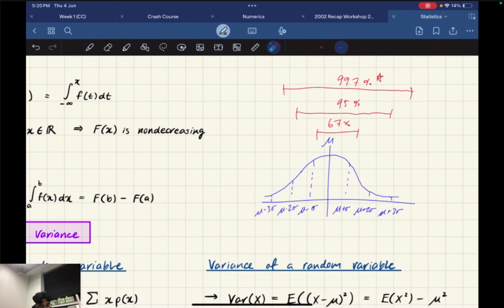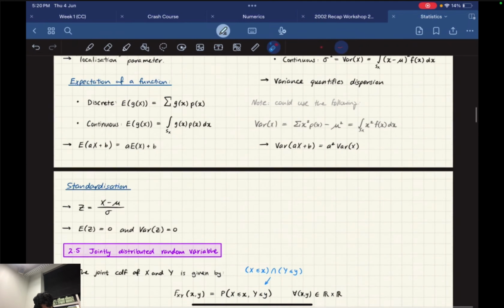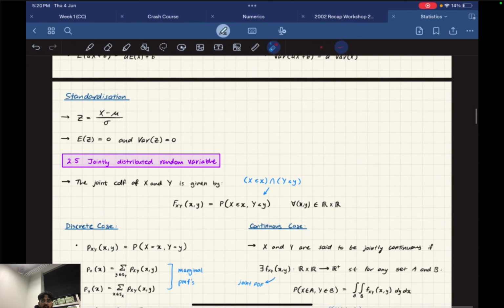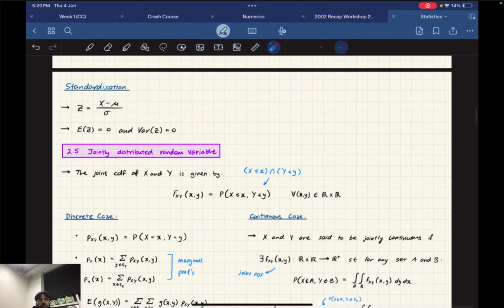So between one standard deviation, 67% of your data will remain there. Between 2 standard deviations, it'll be 95. Between 3, 99.7.